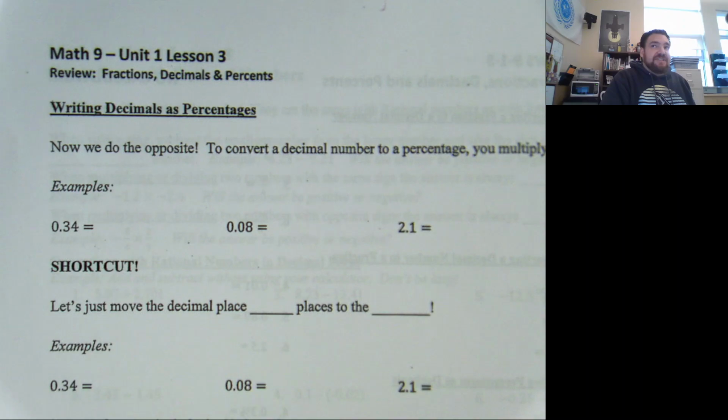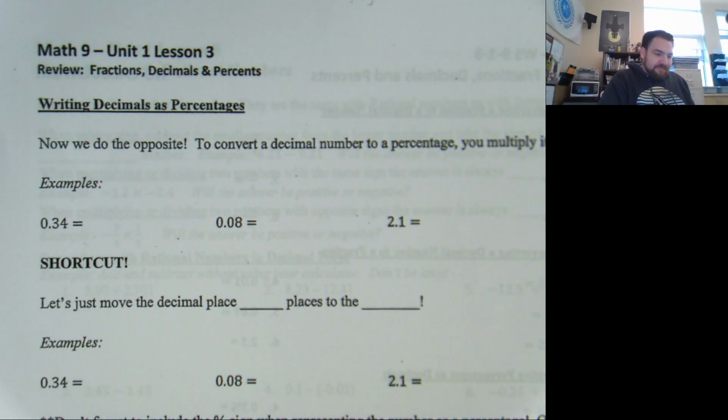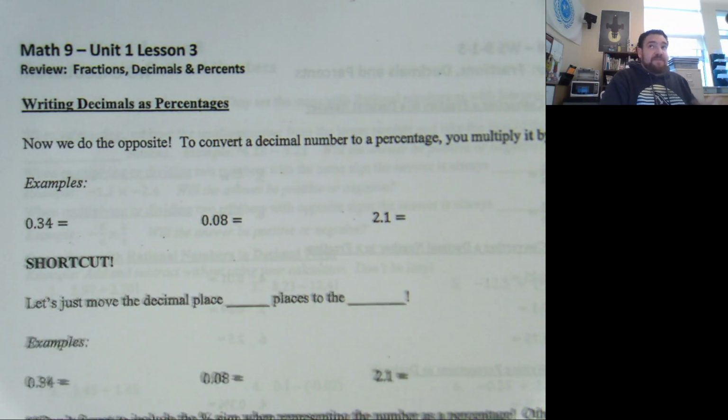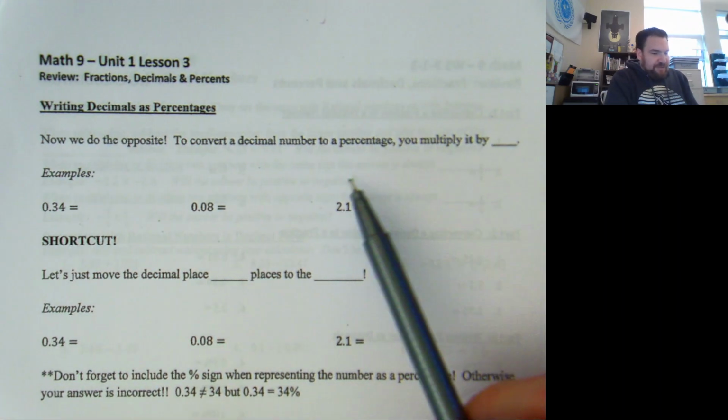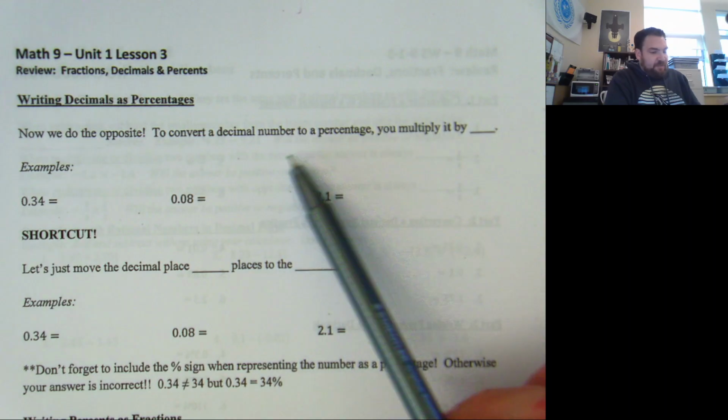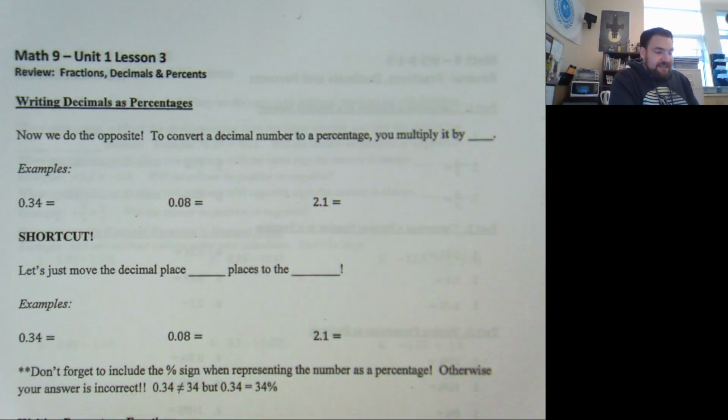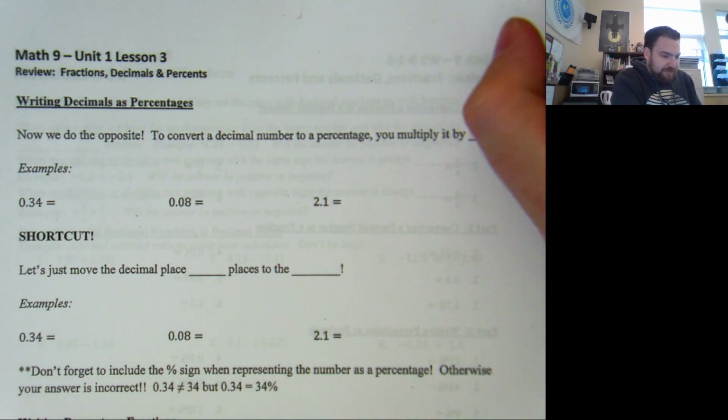Decimals as percentages is easy, easy-ish as well. This is just the opposite of what we just did. Instead of going from a percentage to a decimal, we're going decimal to percent. In this case, instead of dividing by 100, we are going to multiply by 100.